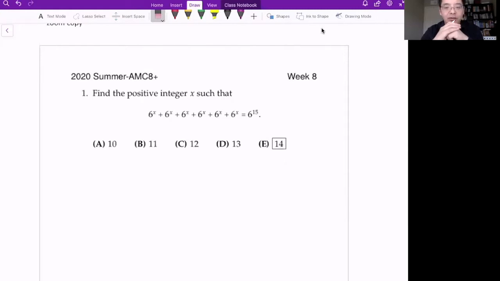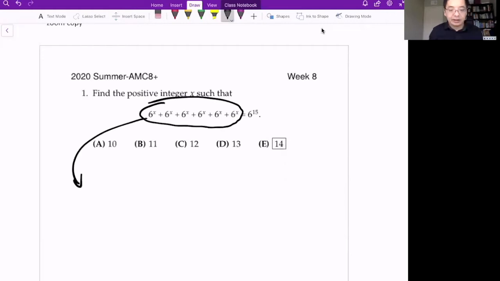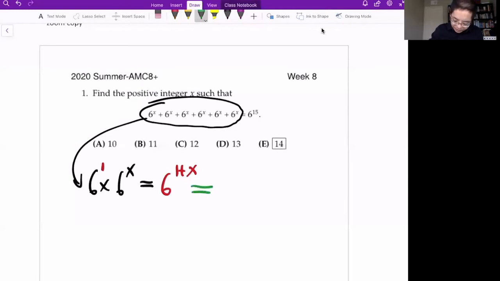So this problem tests a basic property of power functions. If we look at the left-hand side, you see this is 6 times 6 to the x. Because here the power is 1, this is 6 to the 1 plus x, which equals the right-hand side, 6 to the 15. So from here we deduce 1 plus x equals 15, so x is 14.